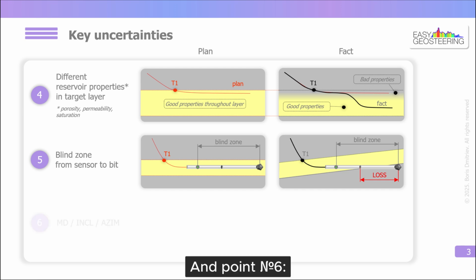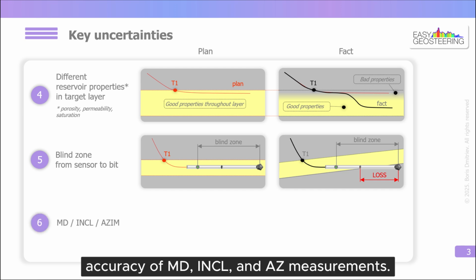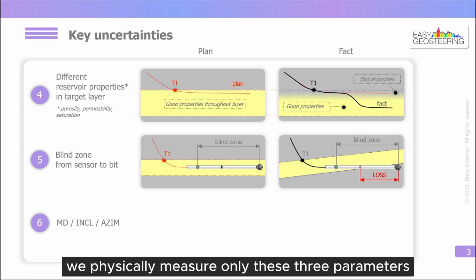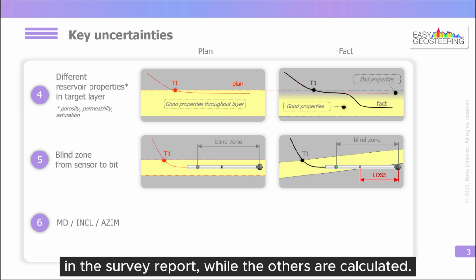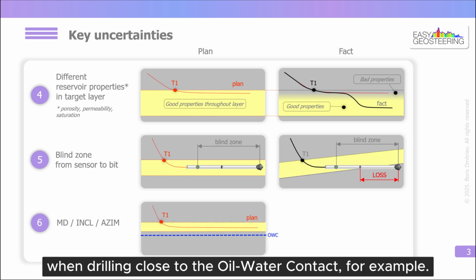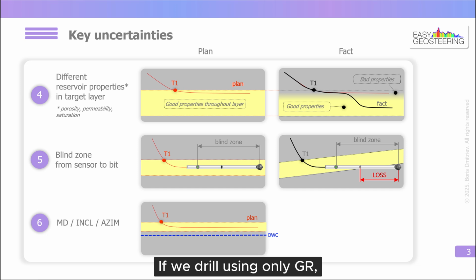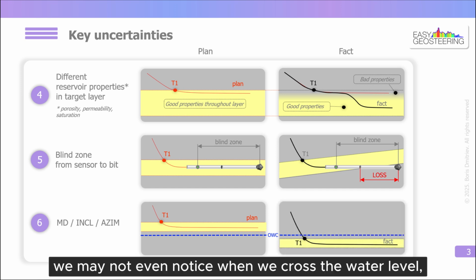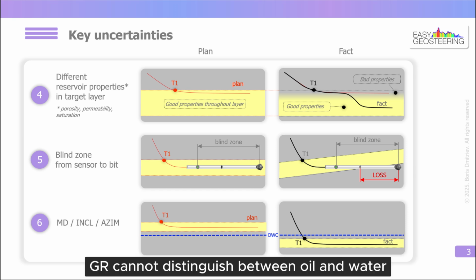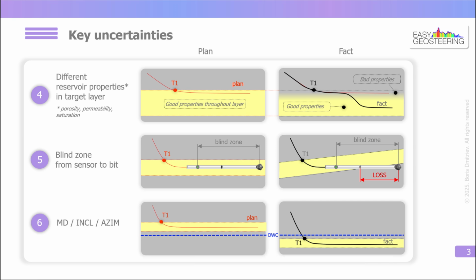And point number 6, accuracy of MD, inclination and azimuth measurements. As mentioned in video number 1, we physically measure only these 3 parameters in the survey report, while the others are calculated. If we make an error in MD, it will affect TVD and TVDSS. This is critically important when drilling close to the oil-water contact, for example. If we drill using only gamma ray, we may not even notice when we cross the water level, because, as we will see later, gamma ray cannot distinguish between oil and water saturation.